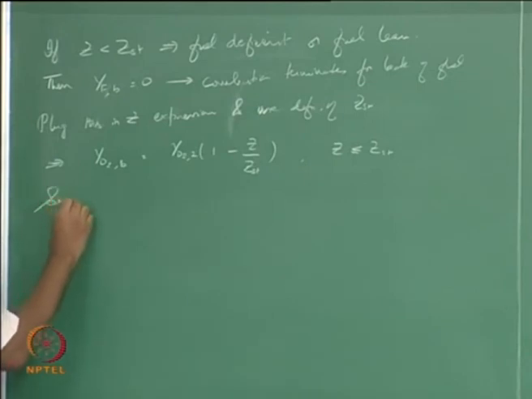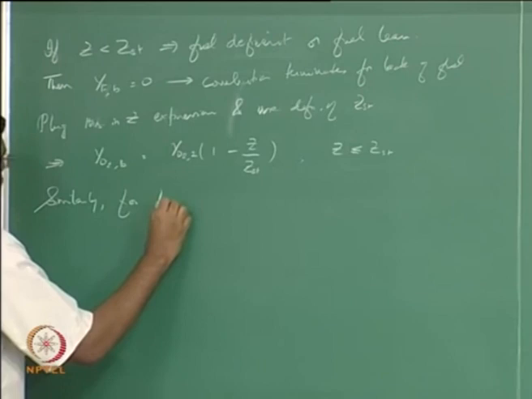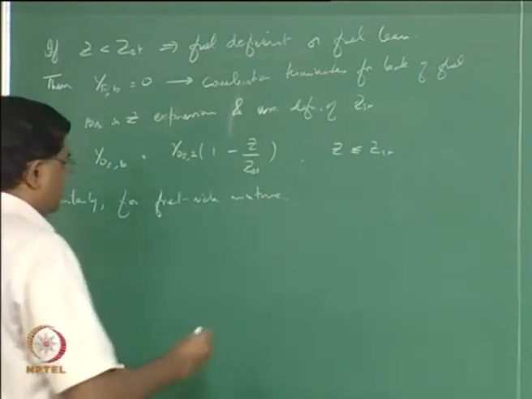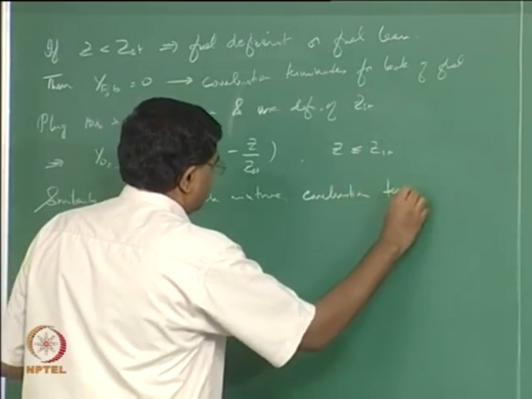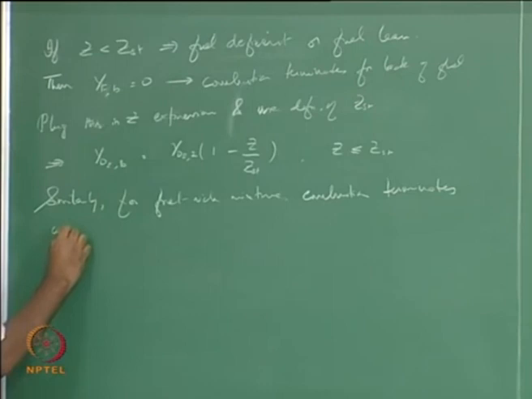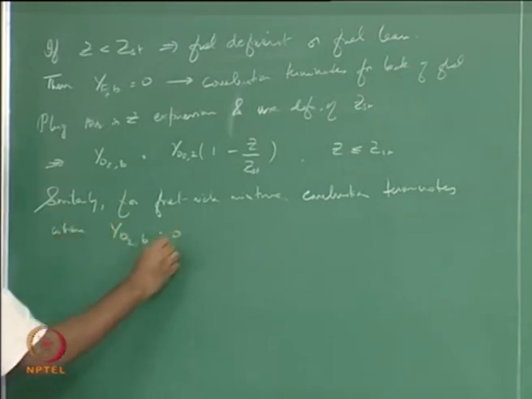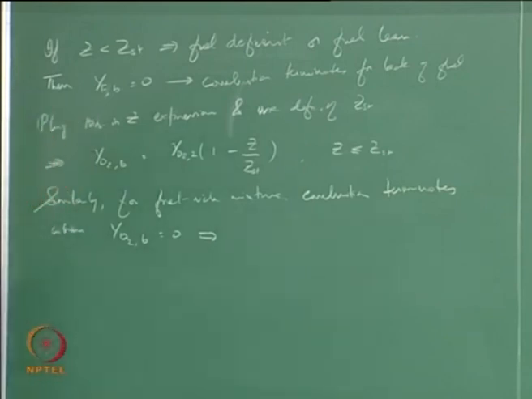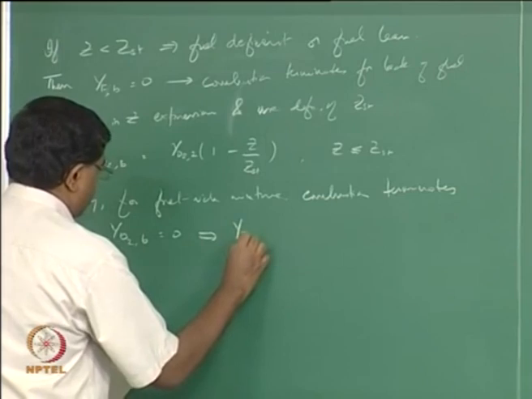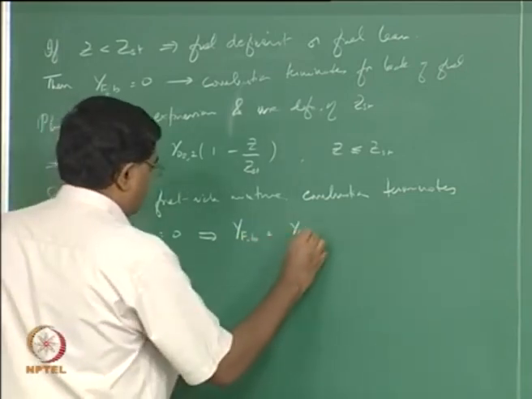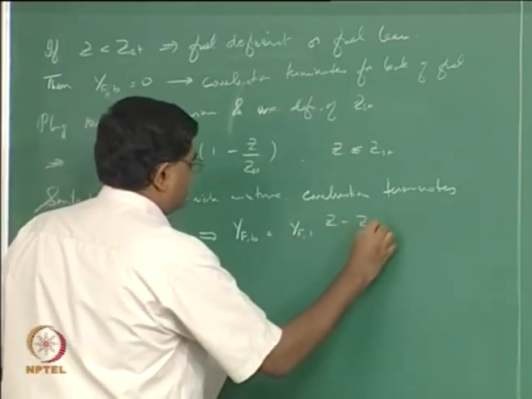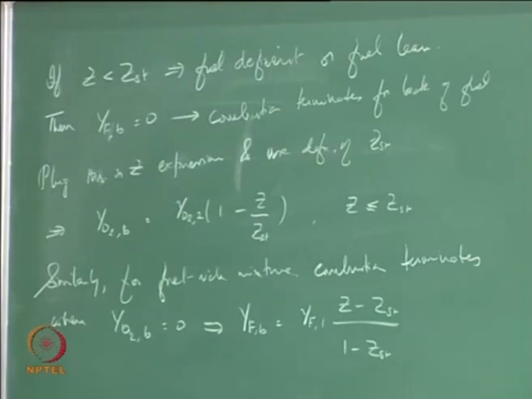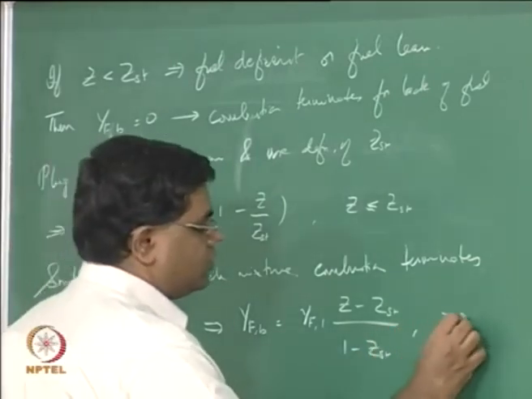Similarly, for a fuel rich mixture, combustion terminates when YO2,B equals 0. So you now plug this into the expression for Z and rewrite for YFB. You now get an expression YF,B equal to YF,1 times Z minus ZST divided by 1 minus ZST. And this is valid for Z greater than or equal to ZST.